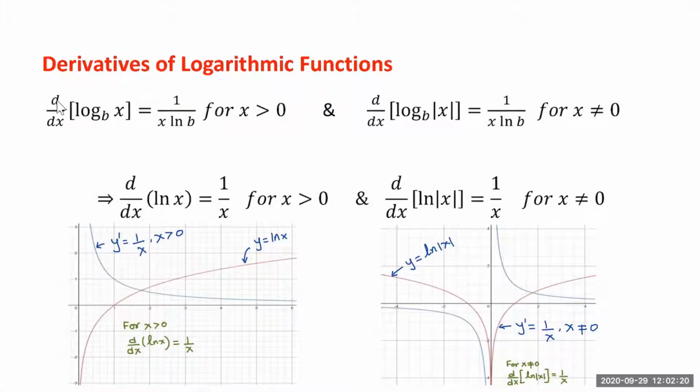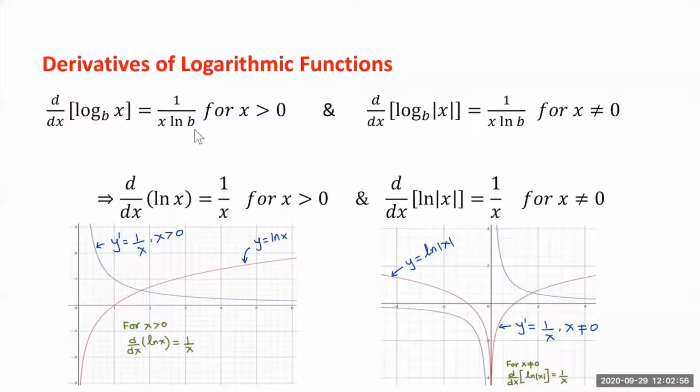The first one, look at this one: the derivative with respect to x of log with any base b of x is equal to 1 over x log b. That is when x is positive, when x is greater than 0. So you know that when x is greater than 0, this function log with base b of x is well defined, because the argument of the logarithmic function must be positive. So in that case, the derivative is equal to 1 over x log b.